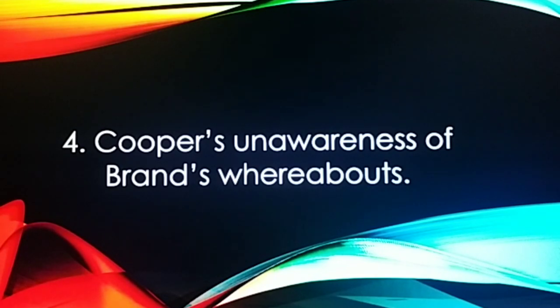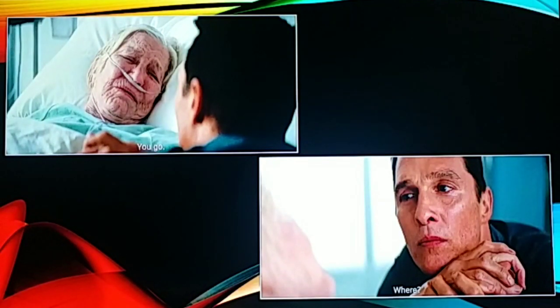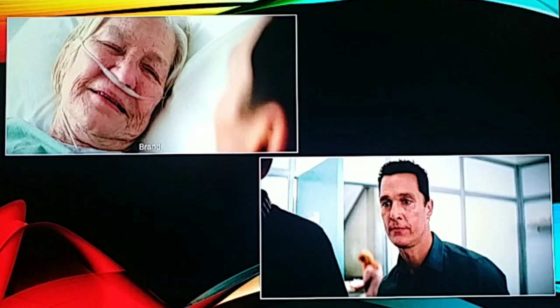So another clue is Cooper's unawareness of Brand's whereabouts. When Cooper F jumped into Gargantua that we saw in the movie, at that point he knew that Brand was heading towards Edmund's planet. But here, when Murph asks Cooper to leave, he says, "Where? Where does he go from here?" And then she tells him to go to Brand, and then he realizes that actually Brand is at Edmund's planet. That's when he comes to know about it. So Cooper F would have known that already, but because this is Cooper A, he has no idea about the whereabouts of Brand.